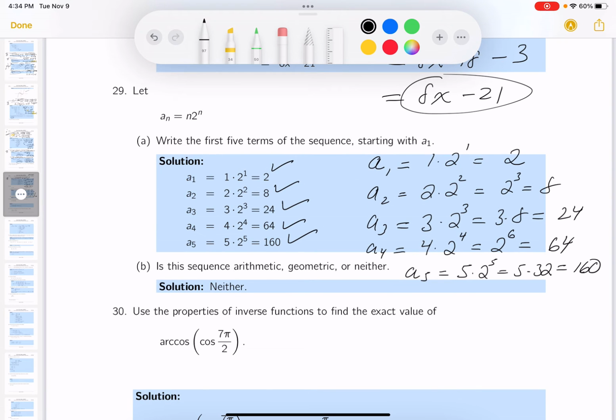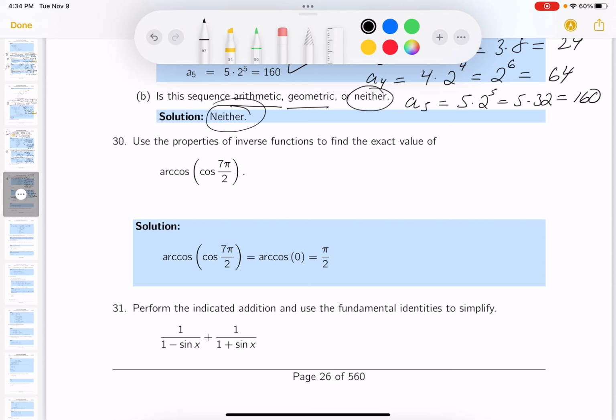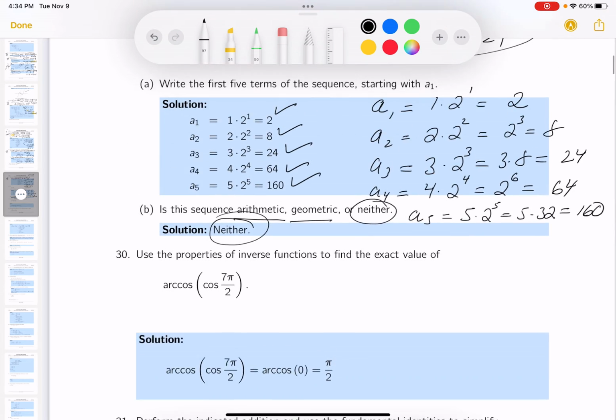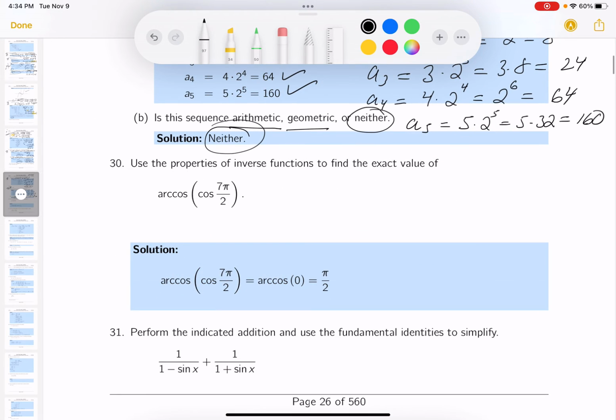Now it says, is the sequence arithmetic, geometric, or neither? You should know that it's not arithmetic. We're not adding on a constant. Now, is it geometric? Well, there's not a common ratio between those terms, so it's not that. So I'm going to say neither. Okay? All right, this one over here, again, a little more complicated. And by the way, this one over here is Math 120.